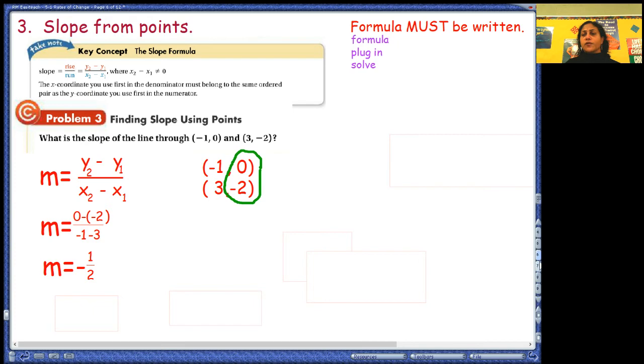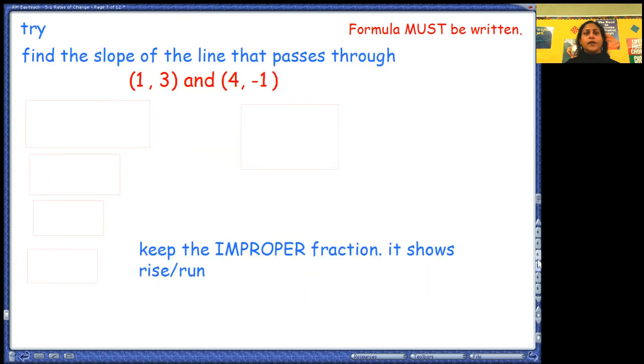Let's see if you can do one on your own. Try. Find the slope of the line that passes through 1, 3 and 4, negative 1. Make sure you pause the video and try it.